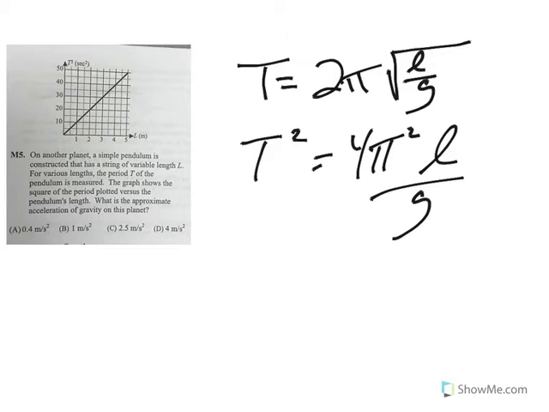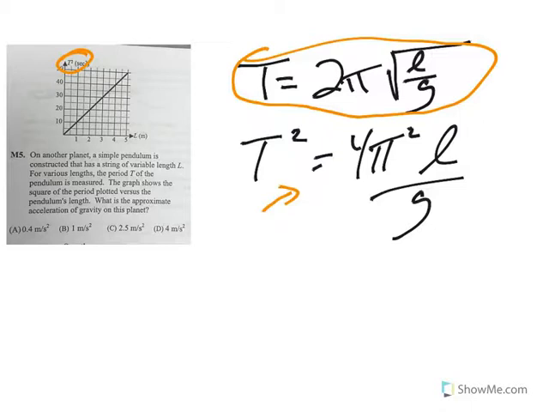M5. On another planet, a simple pendulum is constructed that has a string of variable length L. For various lengths, the period of the pendulum is measured. The graph shows the square of the period plotted versus the pendulum's length. What is the approximate acceleration due to gravity on this planet? Well, I have T squared here. So instead of using this formula that we typically use, it'd probably be easiest to use this formula because everything's been squared already. So I can just pick a number and plug it in.